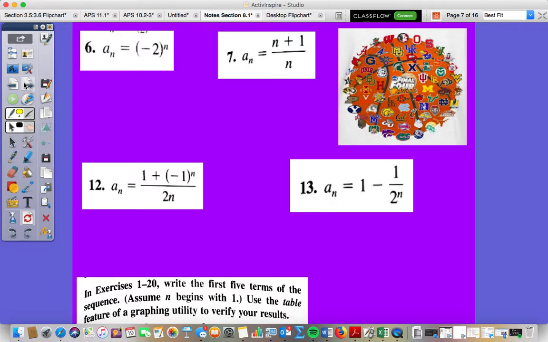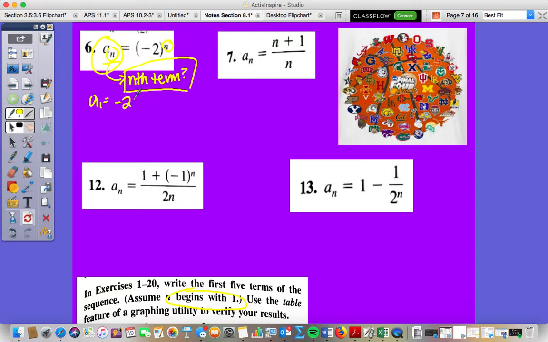All right, so remember, as we look at this, we're going to write the first 5 terms of these sequences. We can use the table feature of our graphing calculator to verify this. But remember that when we look at number 6, where a sub n is what it's equal to, a sub n is saying what is the nth term? Now the question is writing the first terms where n begins with 1. We find what a sub 1 is by simply plugging 1 in for n.